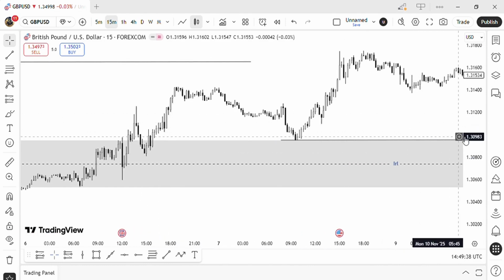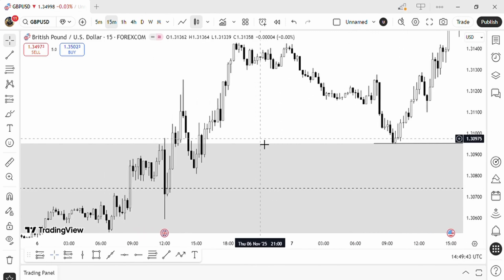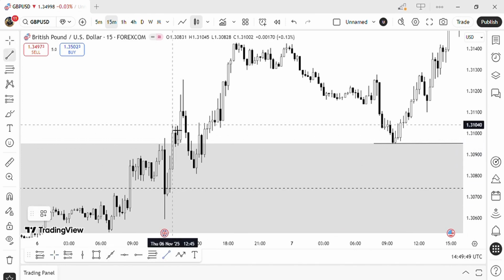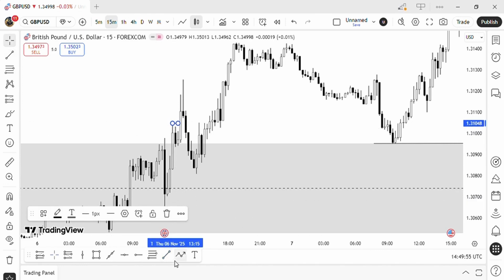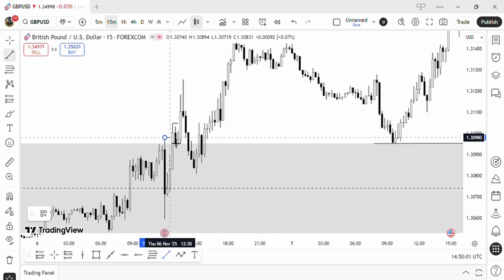I talked about a strong structure yesterday. Now I will show you an example of what I mean. This is a break of structure. Check my previous video, it is right there. This is a break of structure. It's very small, but it still is a break of structure. This is a break of structure.